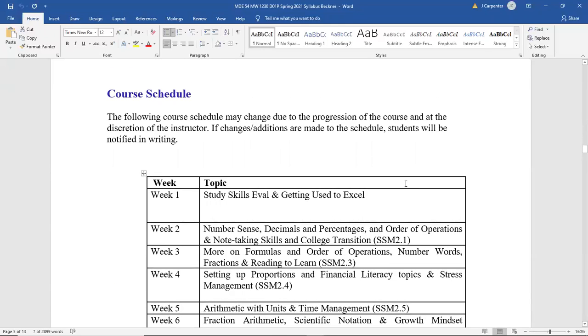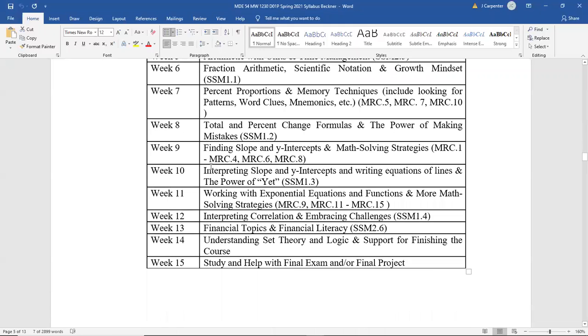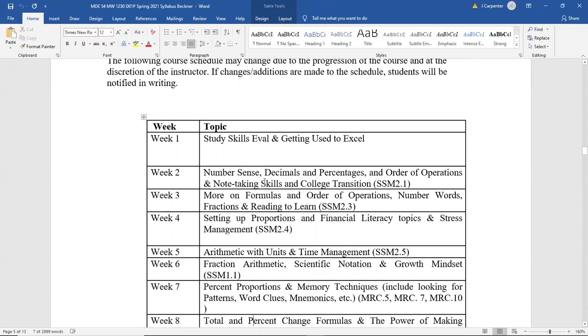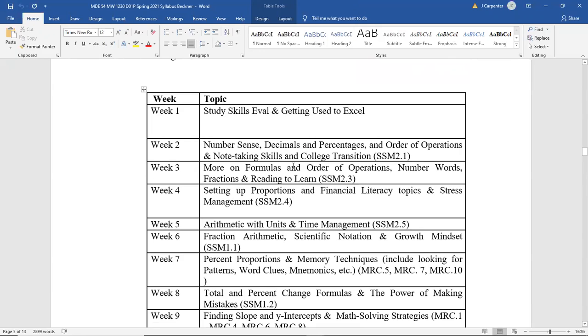Here is a rough course schedule of where the MDE 54 is, and just like Math 154, we don't go by the books on this. I cannot 100% say that in week 10 these are the concepts we'll be working on, or in week 7 these are the concepts we'll be working on. So I just kind of slowly go through each of these things during class time.